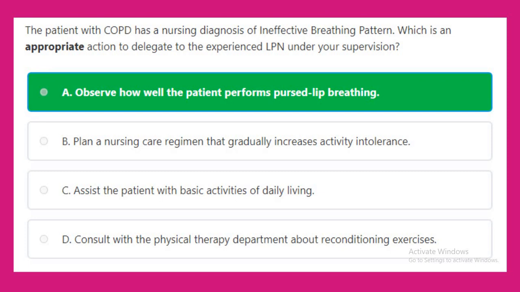C is assist the patient with the activities of daily living. We will later on discuss the scope of practice of UAP, so this falls under the scope of practice of UAP. If the LPN will be helping the patients with the ADLs, then the other patients' needs will be neglected. So we will share the responsibility, and the activities of daily living will be monitored or done by the UAP, right? Consult with the physical therapy department about reconditioning. This is the task of the RN, because any communication related to the client with the other departments has to be done by the RN.